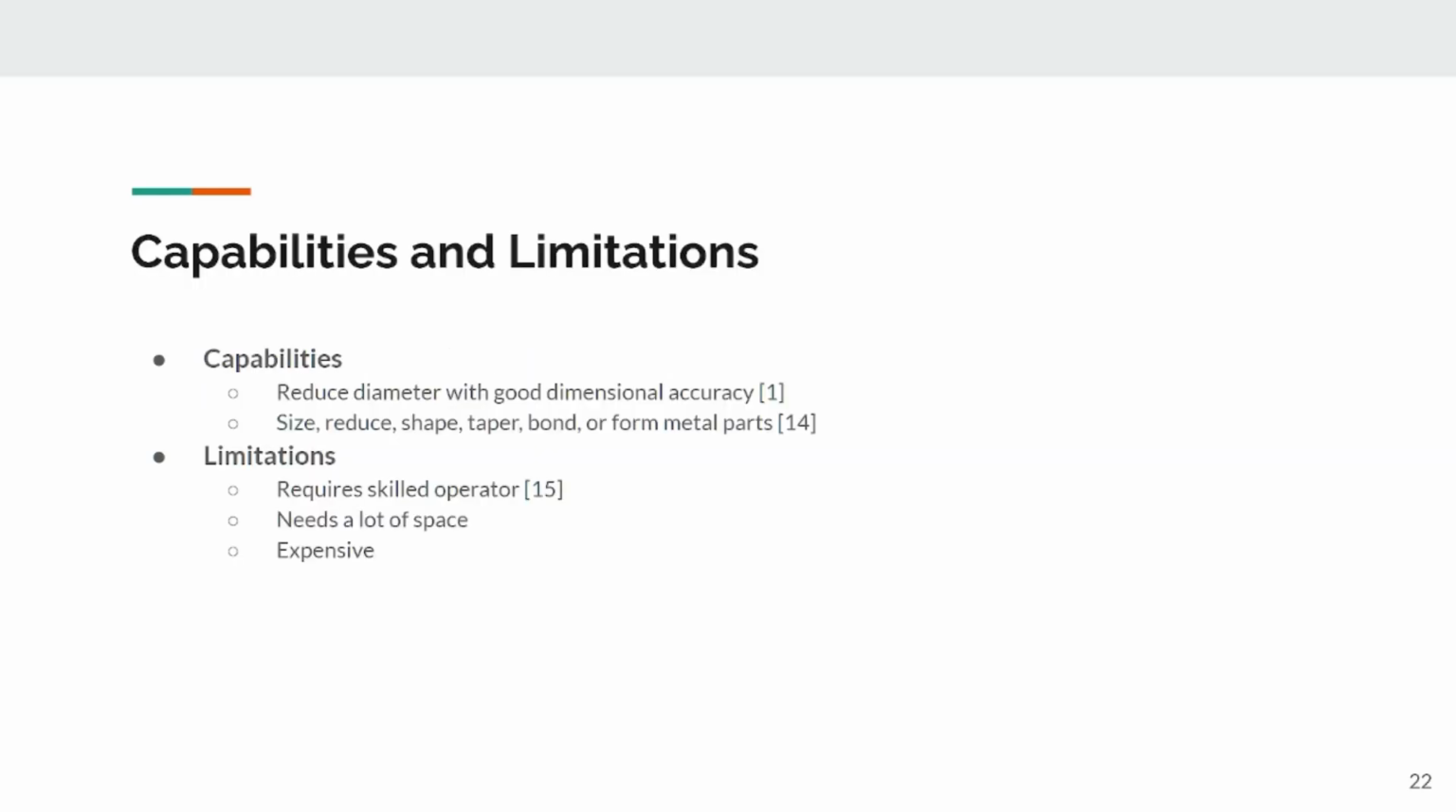Capabilities include how it can reduce the diameter with very good dimensional accuracy. It's able to size, reduce, shape, taper, bond, or form metal parts. Some limitations, however, are that it requires a skilled operator, it needs a lot of space, and it can be quite expensive as well.